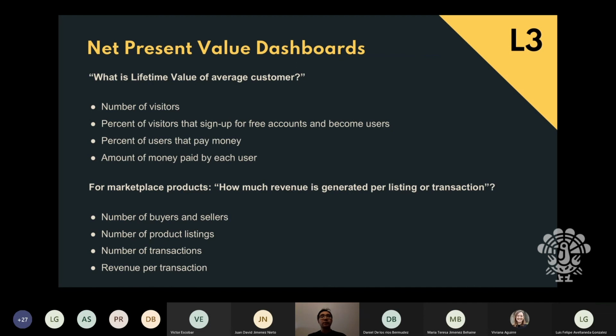And a final one is lifetime value, looking at purely numbers: the revenue generated per customer, per buyer, per seller, per listing, per transaction. This is the one that the accounting team, the CFO, and the CEO might be looking at to say, is this a sustainable business model? Are we making enough money to justify this, or do we just burn through our investment capital and then shut down?